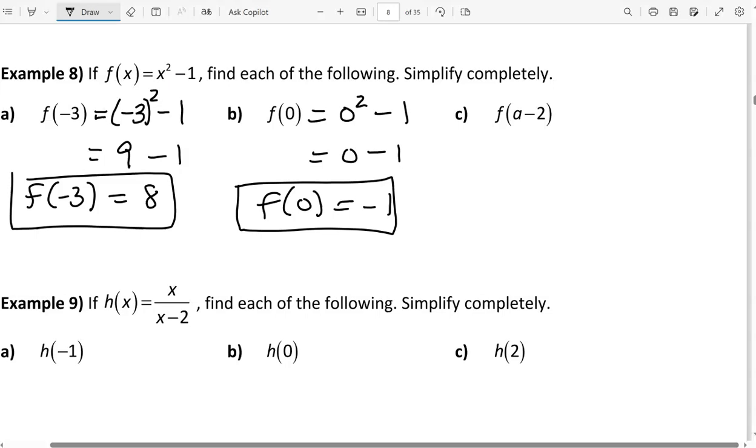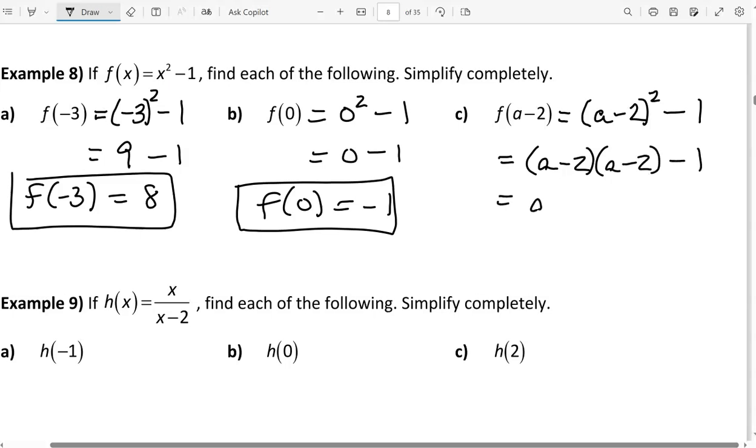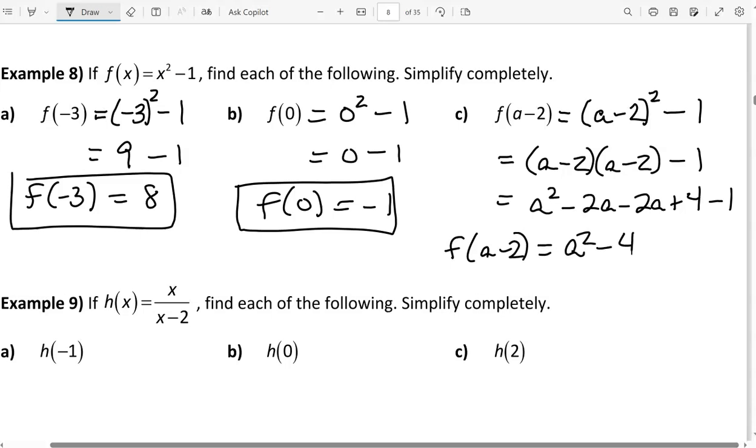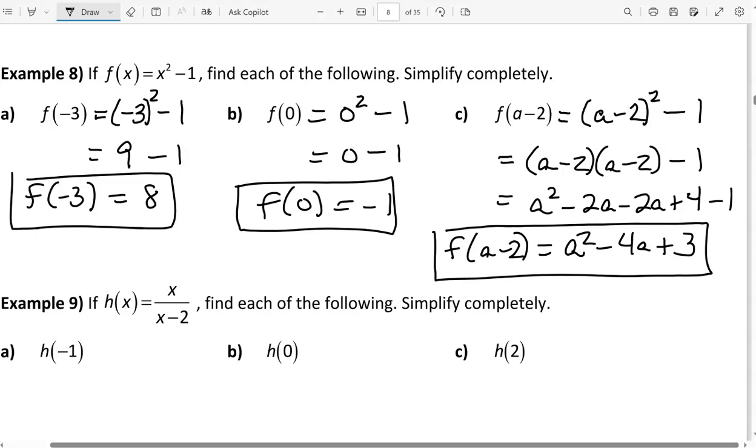If I want to find f of a minus 2, we'll do the same thing that we did with f of 0. When we found f of 0, we replaced x with 0. So for this expression, we're going to replace x with a minus 2. So a minus 2 squared minus 1. Be careful here, we don't distribute exponents over subtraction. So to square a minus 2, you must multiply a minus 2 times a minus 2, which when we FOIL gives us a squared minus 2a minus 2a plus 4 minus 1, or f of a minus 2 is equal to a squared minus 4a plus 3. That's our simplified form with all of the factors multiplied out and terms combined if possible.